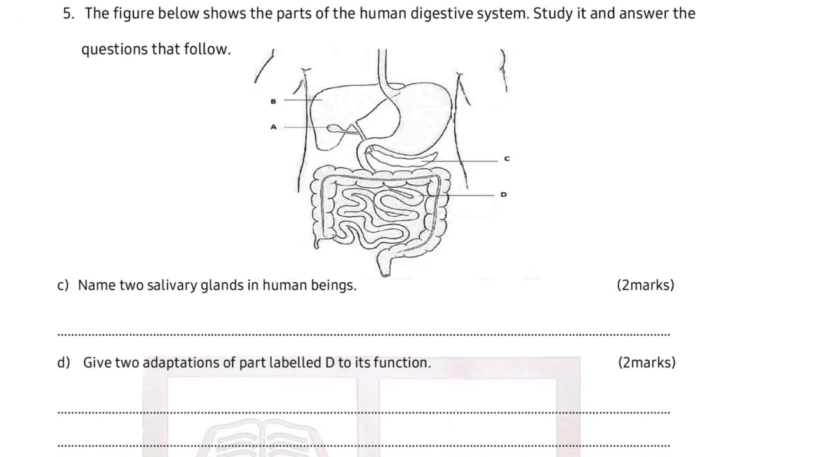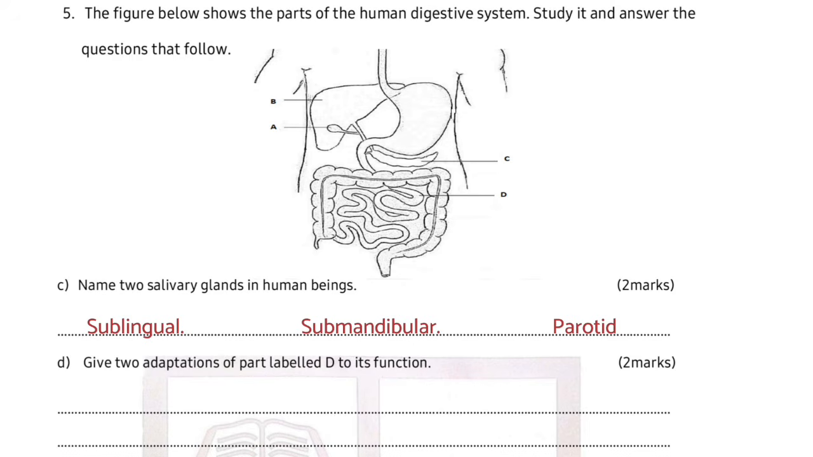Part C. Name the two salivary glands in human beings. Okay, we actually have three. So we have sublingual, submandibular, and of course the parotid gland. Any of the two will be correct.